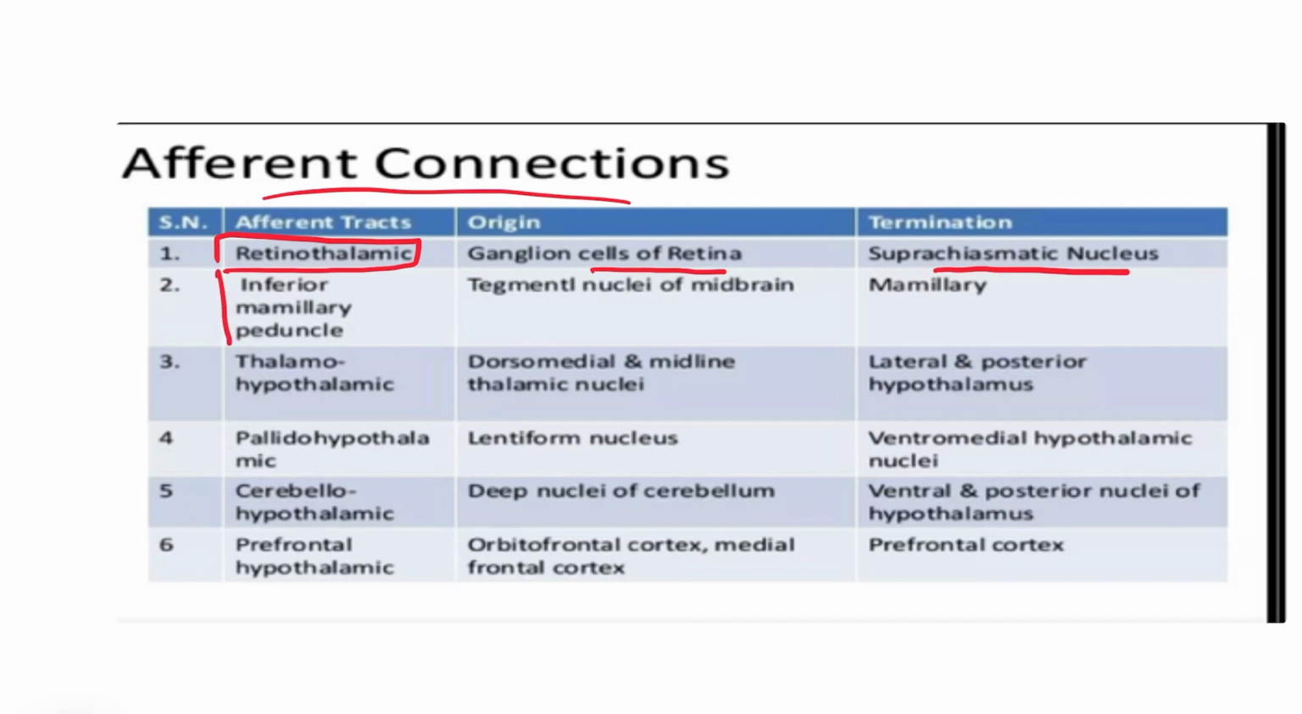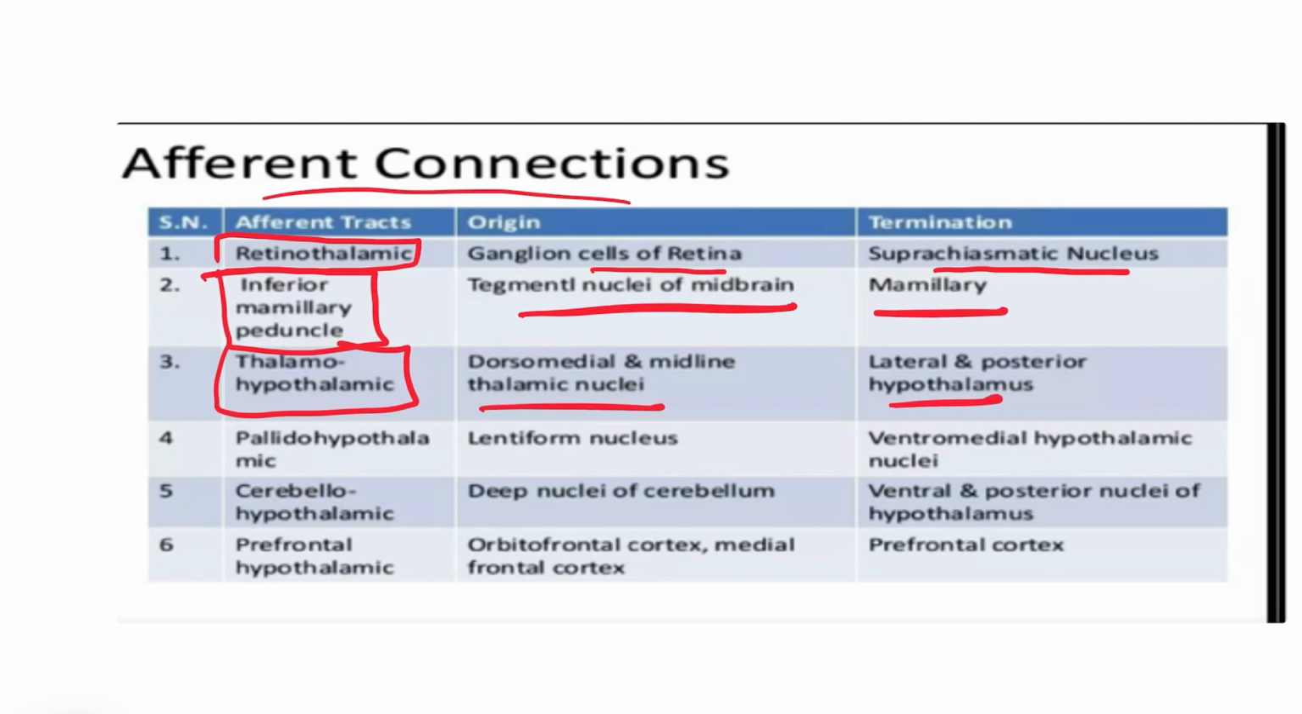Then we have the inferior mammillary peduncle, that is from the tegmental nuclei of the midbrain to the mammillary body. Then we have the thalamo-hypothalamic fibers, that is the connection from the nuclei of the thalamus to the hypothalamus. Then we have the pallido-hypothalamic tract, from the lentiform nucleus of the basal ganglia to the hypothalamus. Then from the cerebellum, the dentate nucleus of the cerebellum to the hypothalamus, there is a connection. Then we have the prefrontal hypothalamic connections.